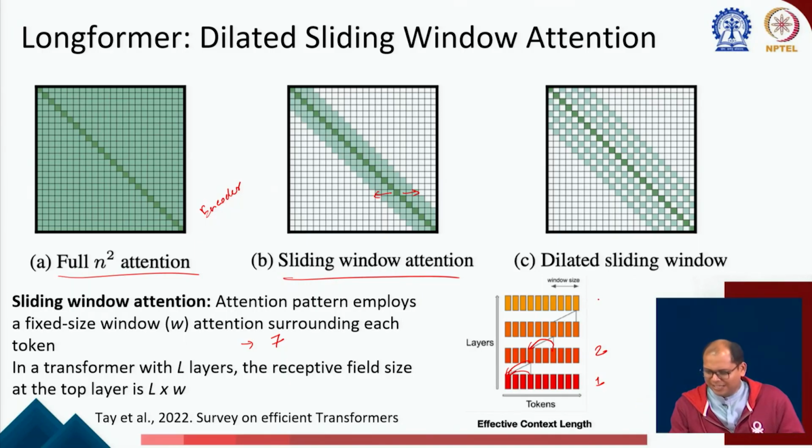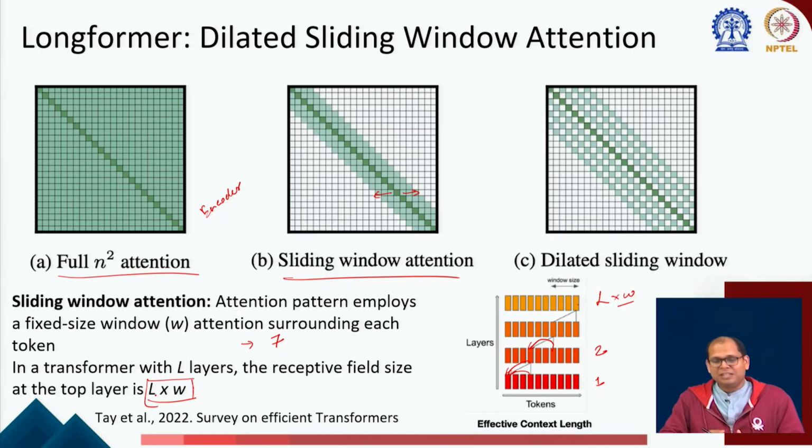So if you go to the Lth layer, your receptive field is effectively L cross W. So this token could actually attend to L cross W tokens going over L layers. Okay, so the effective receptive field size becomes L cross W, and that may span a lot of tokens in general. So that is the idea.